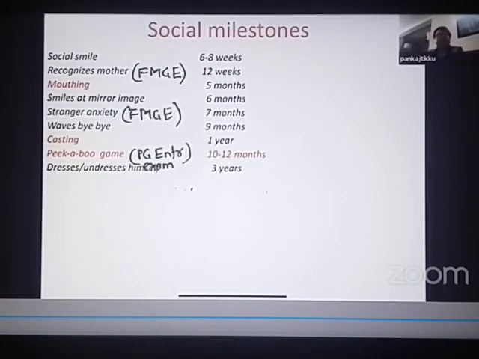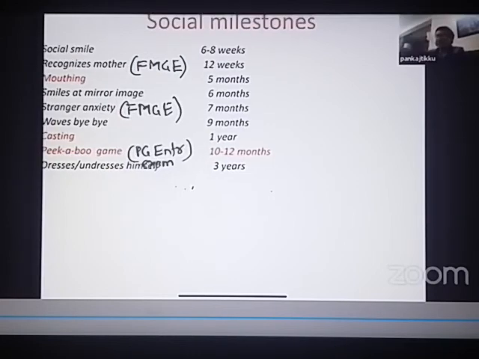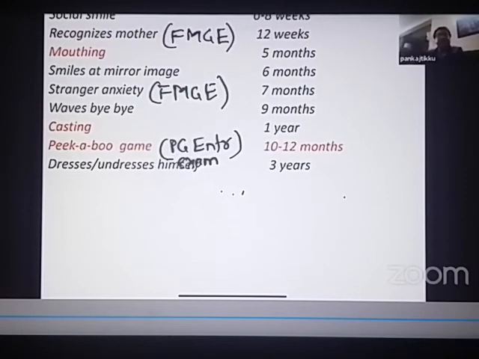When does a child dress and undress himself independently? A child dresses and undresses himself independently at the age of 3 years. So before the age of 3 years, it's the parents who are dressing and undressing the child. When does a child dress and undress himself independently? At the age of 3 years.